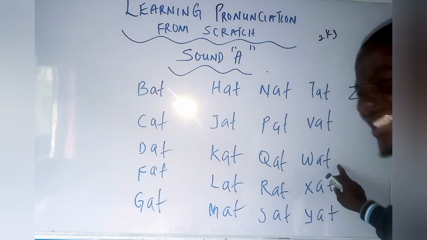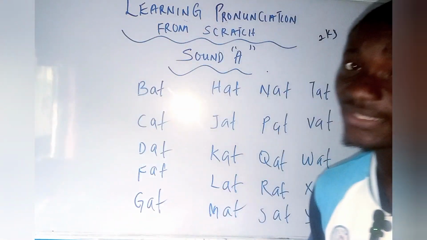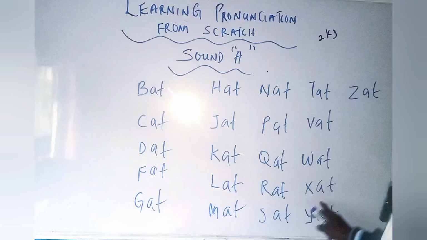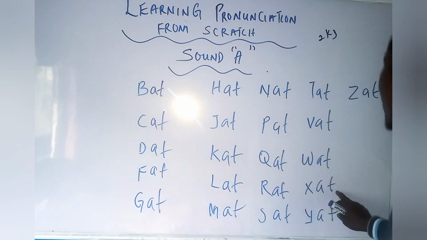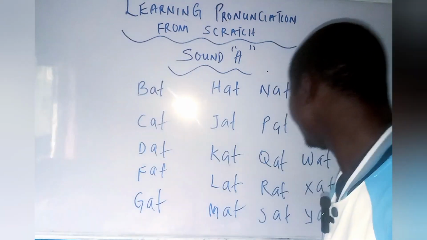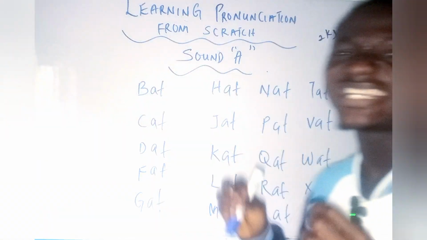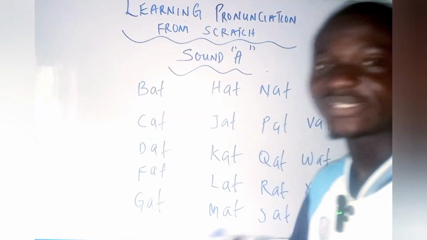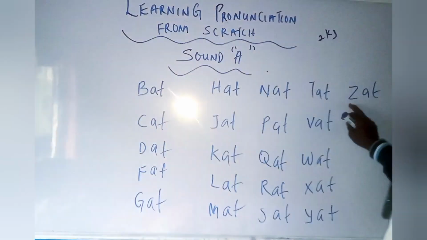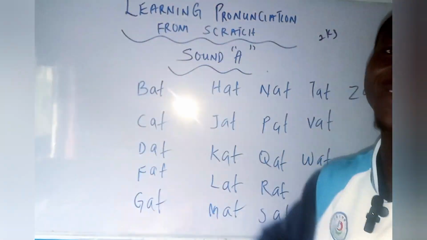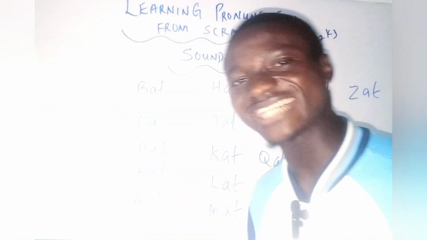Now, wa plus T is going to give us what? Be free. Say it again. Wat. Now, xa plus T is going to give us xat. Again, xat. Now, ya plus T is going to give us yat. Again, yat. Say it, be free. Yat. Again, yat. Now, za plus T is going to give us zat. Again, zat. One more time. Zat. One last one. Zat.